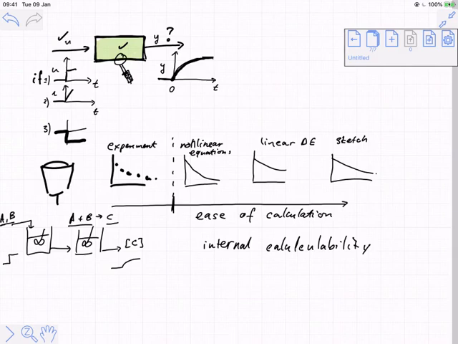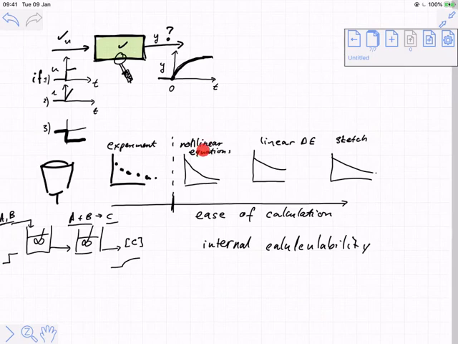I have a couple of ways. I can think about the order of the differential equation. So in other words, I can locate myself here and ask myself just how many differential equations are there? What is the order of those differential equations? And what is the nature of the response that I expect?